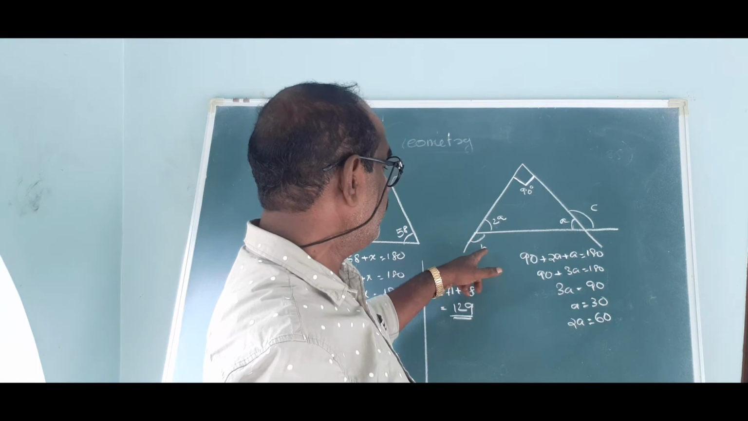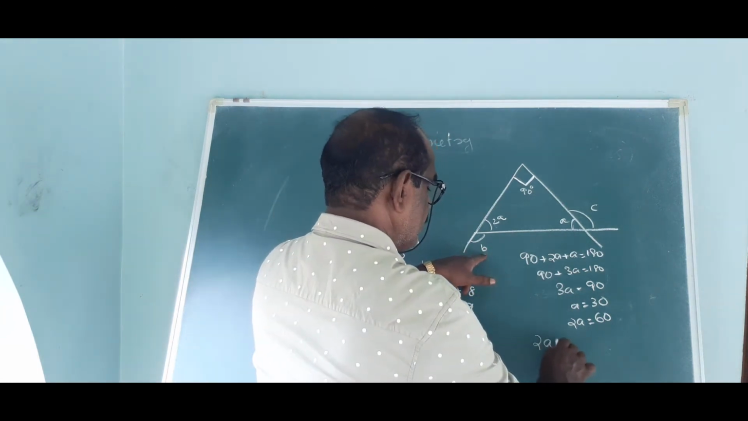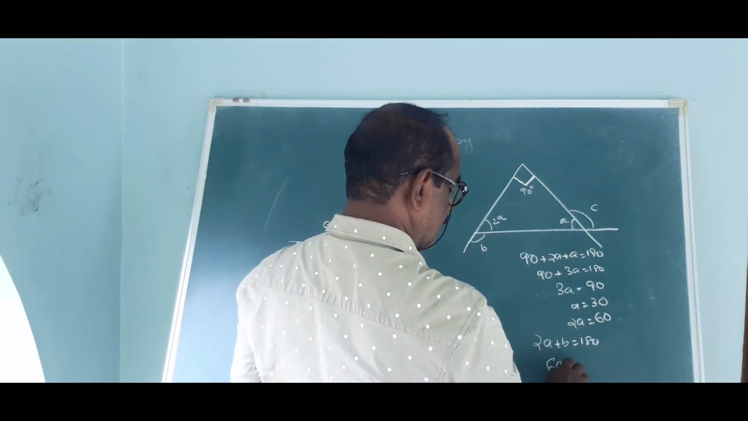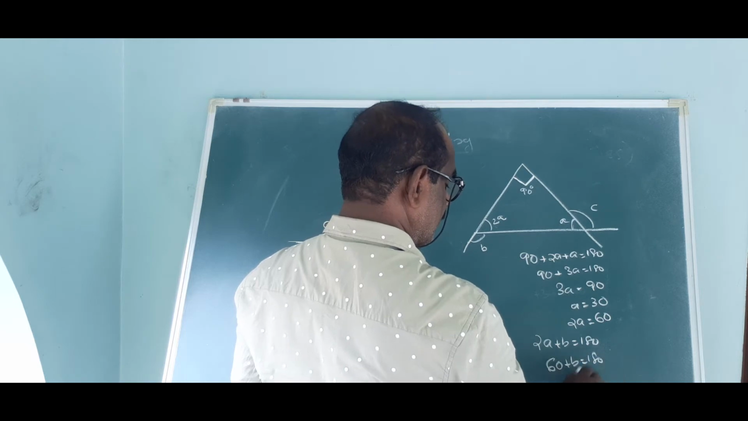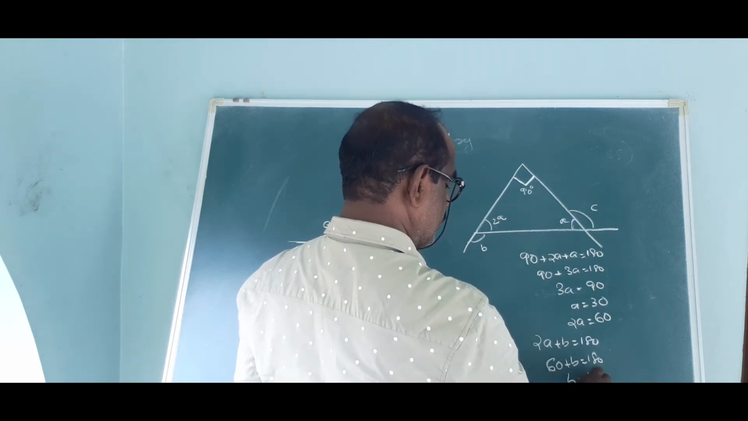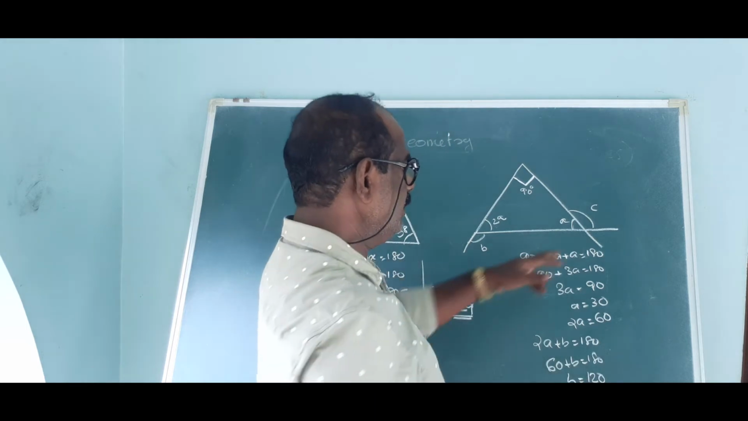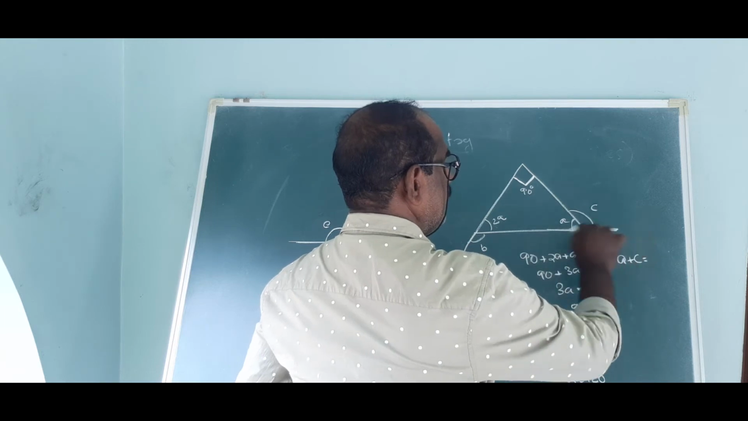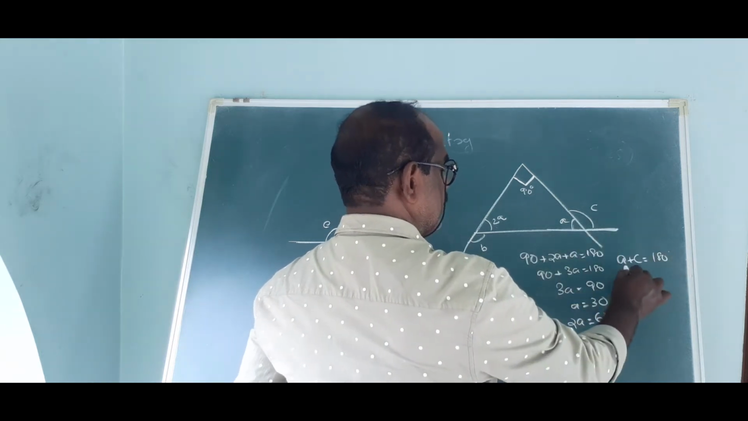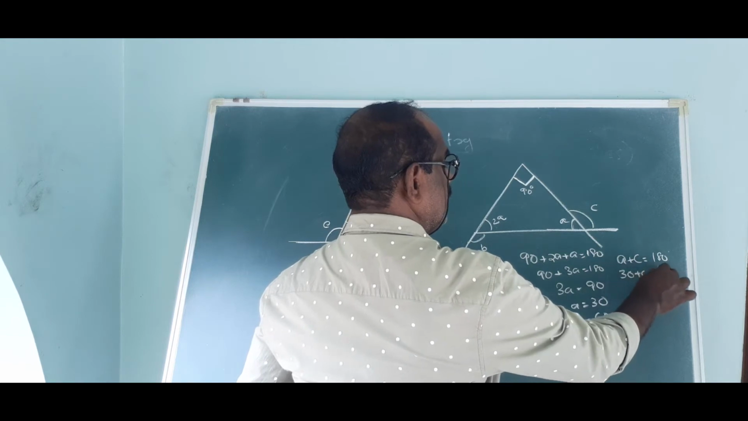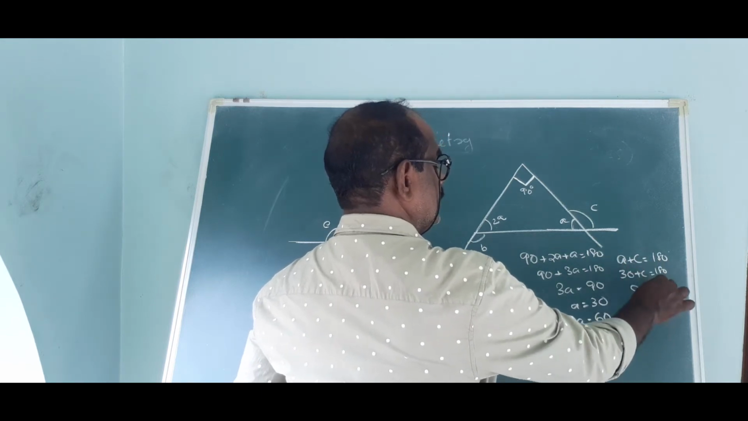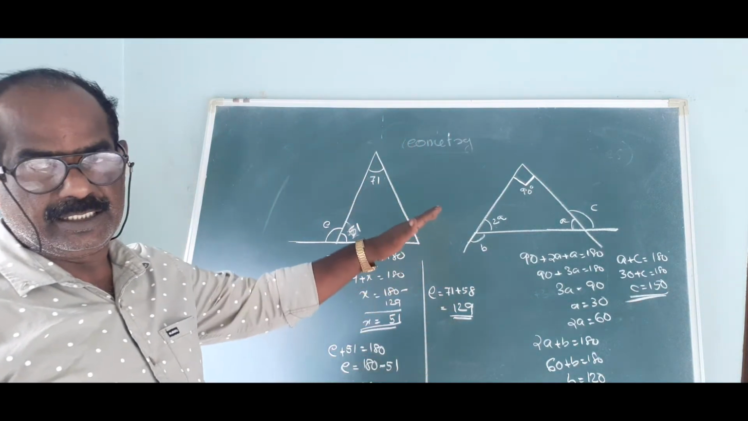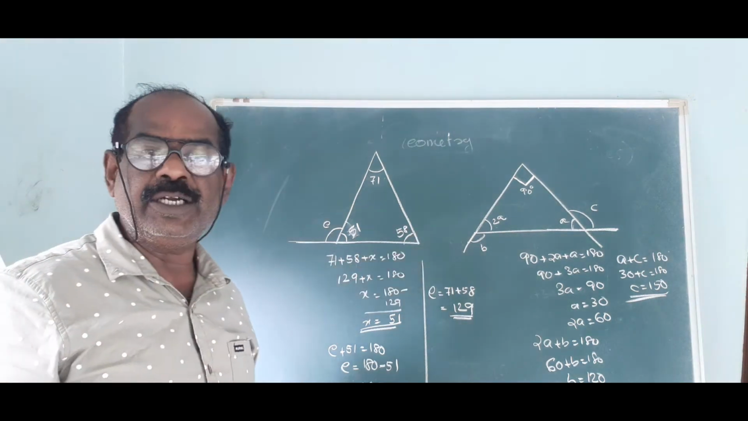We have to find b. 2a plus b is equal to 190 because this is the linear pair. 2a is equal to 60, plus b is equal to 190. Then b is equal to 190 minus 60, which is 120. Similarly here a plus c is equal to 190, this is the linear pair. A is equal to 30, 30 plus c is equal to 190. C is equal to 190 minus 30, which is 150 degree. This is a method for finding the angles. Please pause the video and note down.